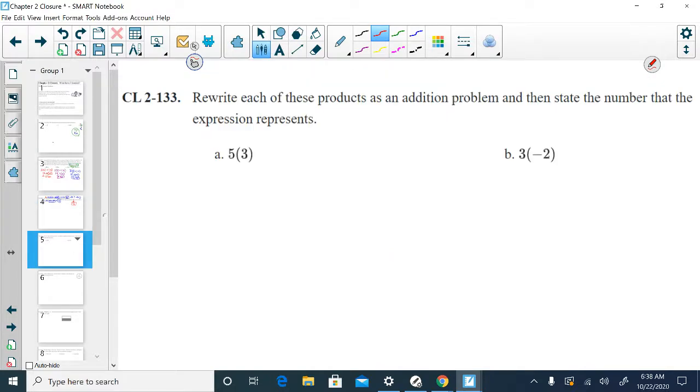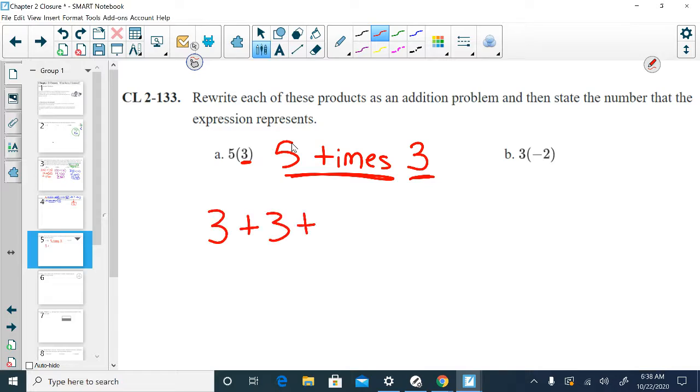So it says rewrite each of these products as an addition problem and then state the number that the expression represents. Okay, so we need to write 5 times 3 as an addition expression. So it's saying that we're going 3, 5 times. All right, so we're going to go 3 plus 3 plus 3 plus 3 plus 3. All right, and this would equal 15, same as what 5 times 3 equals.